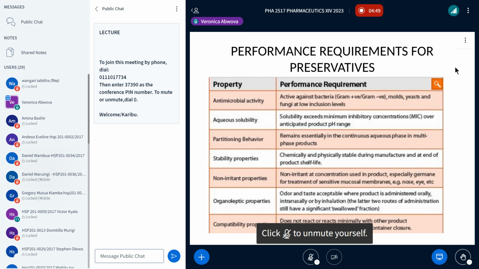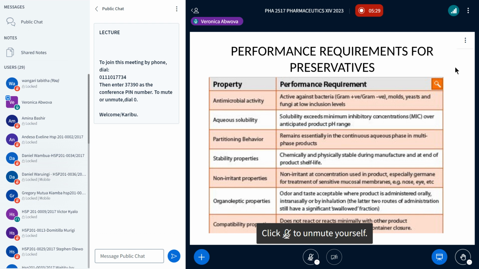We talked about aqueous solubility. Remember the case we talked about with regards to emulsions, okay? Where if the preservative gets sequestered in the oil, then it means that your product is not preserved because microorganisms will go into the aqueous phase. We talked about partitioning behavior, stability properties, non-irritant properties. These are all properties that you need to think about when looking at the performance of a preservative.